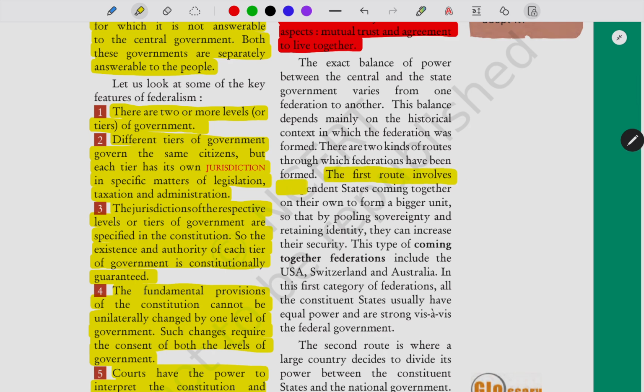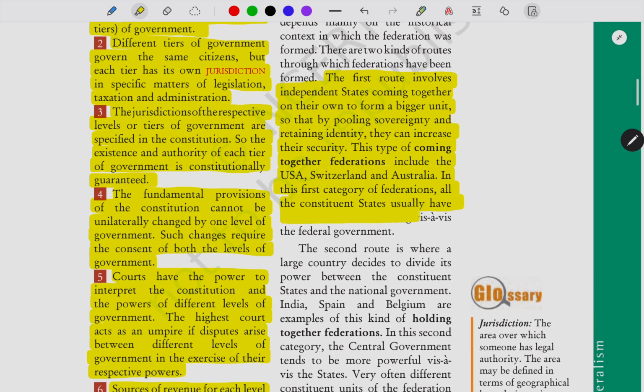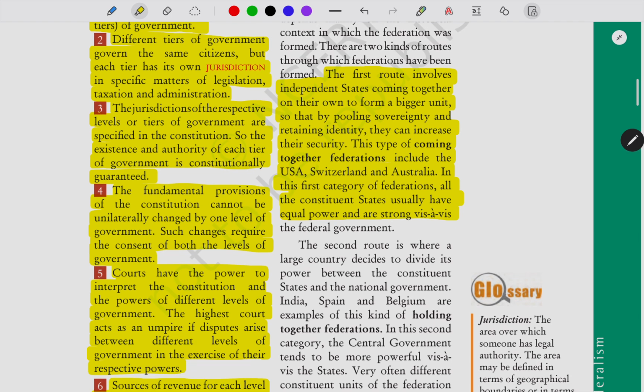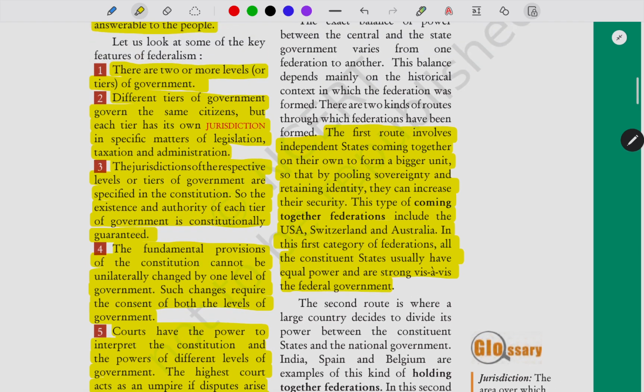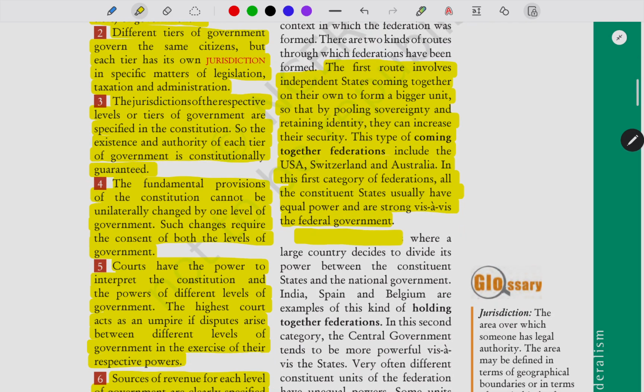The first route involves independent states coming together on their own to form a bigger unit, so that by pooling their sovereignty and retaining their identities, they can increase their security. This type of coming together federations include USA, Switzerland, and Australia. In the first category of federalism, all the constituent states have equal power and are strong, vice versa, the federal government.